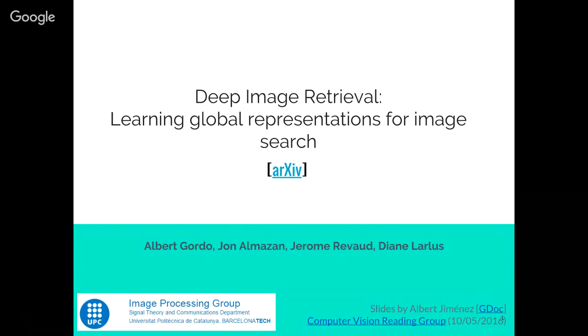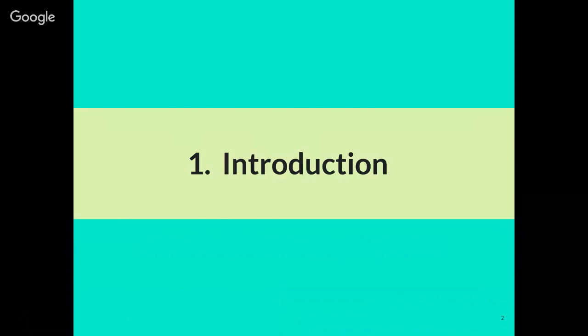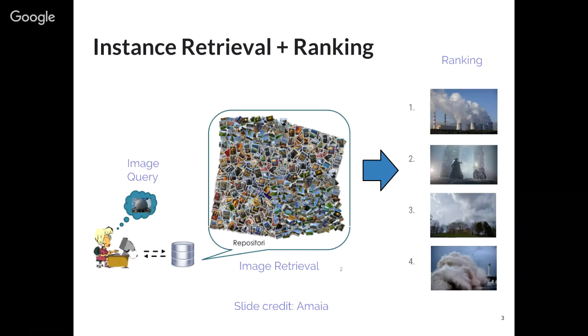Thank you, Xavi. As Xavi said, I will review that paper from the people from Xerox. Here you have the arXiv link, and they said that they will release the code, but it's not yet released. So let's start by introducing the retrieval task. As I have said before, you have an image query, and you want to search in a database of images for the most similar ones, and give a ranking of images ordered by similarity with the query.